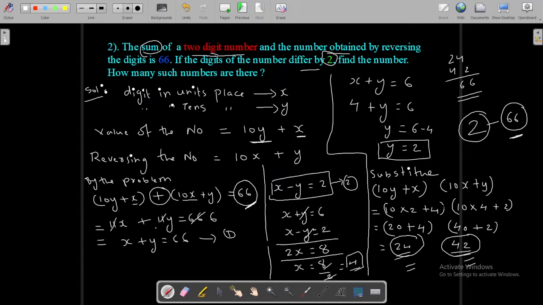So we are having only two such numbers. So this is the solution for the second problem. Now let us see the next problem.